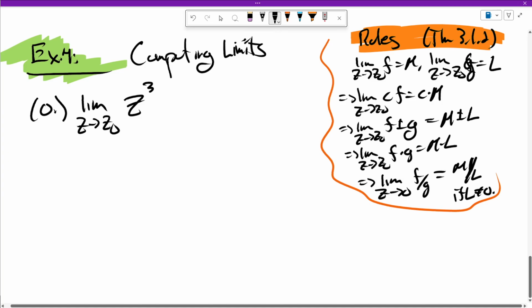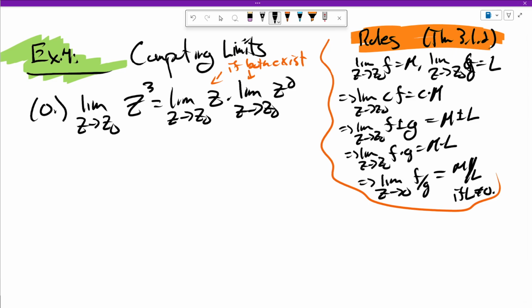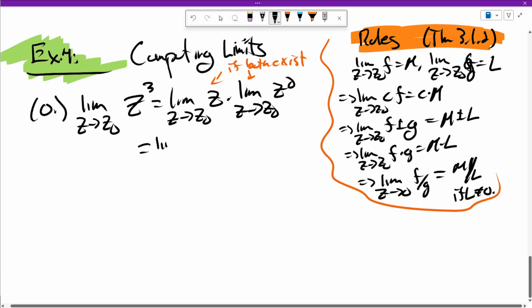Now, we've been using the fact that you can just plug in z naught, but we can also write this as the limit as z goes to z naught of z times the limit as z goes to z naught of z squared, provided that both of these exist. Because our theorem doesn't say you can break down the limit like this. It says if the limits exist, then you can break them down like this. But they do both exist, so that's fine, as we'll show.